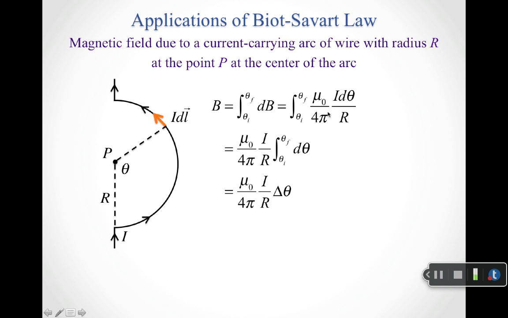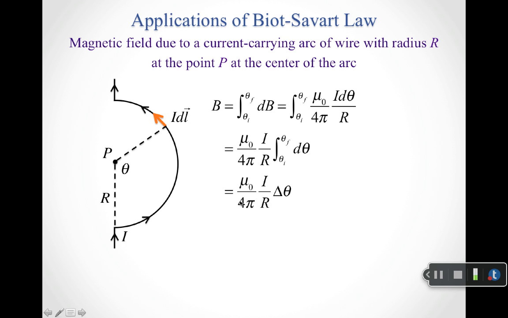When I plug in dB, what I see is I get the mu naught over 4 pi, that's just a constant. The I, we're going to treat that as a constant because I'm not letting my current change at this point. R, again, that's just the radius of the circle, that's a constant. So all of this we can just drag out of the integral, and the only thing we're left with is the integral from some initial angular position to some final angular position of d theta. And we know that this is just going to give us delta theta.